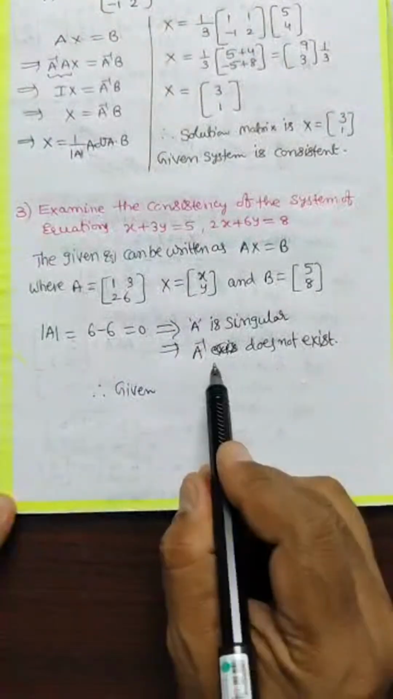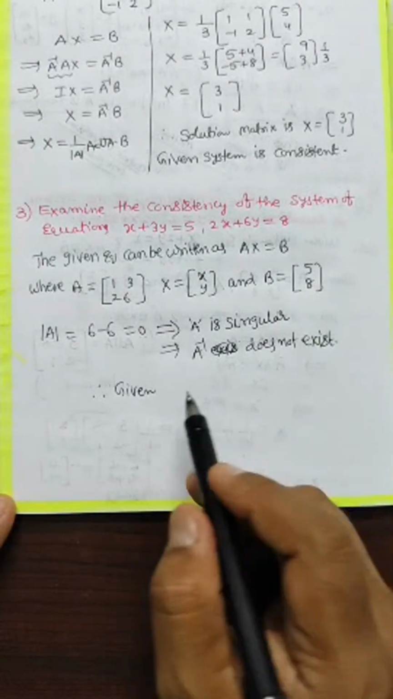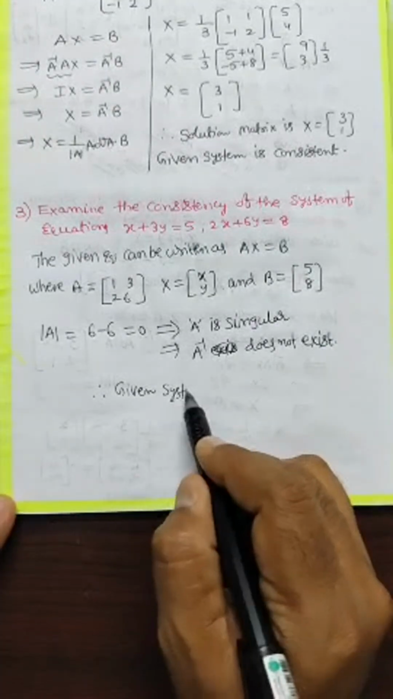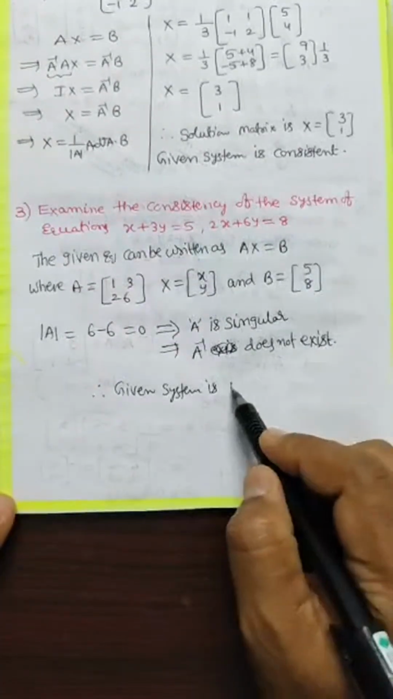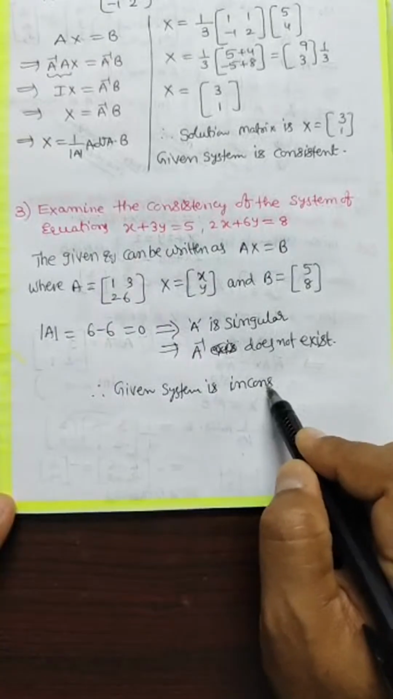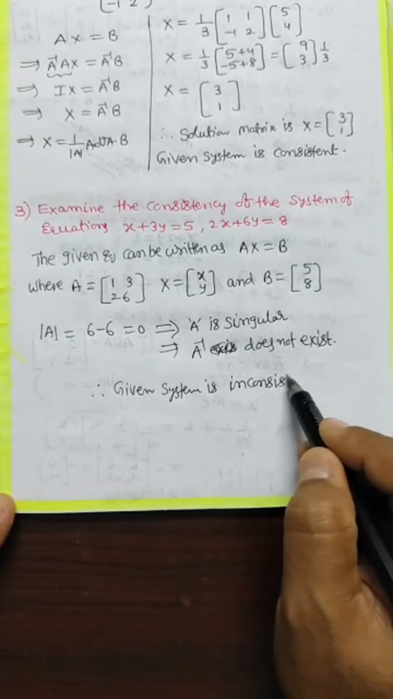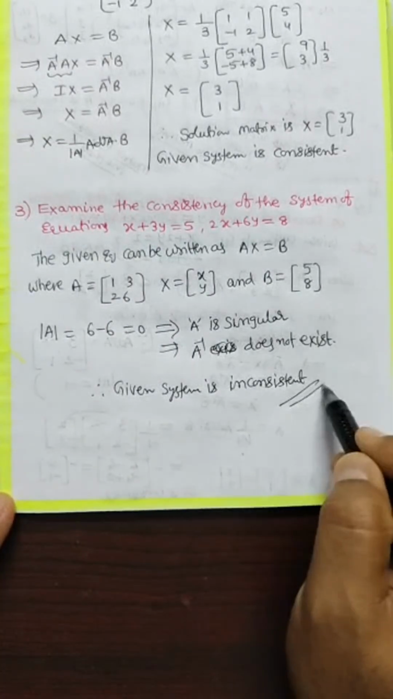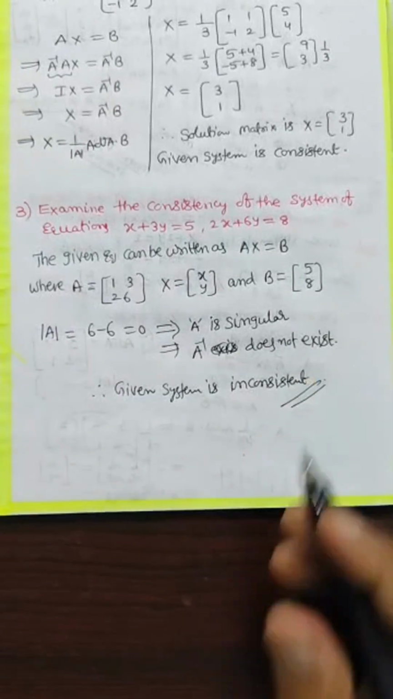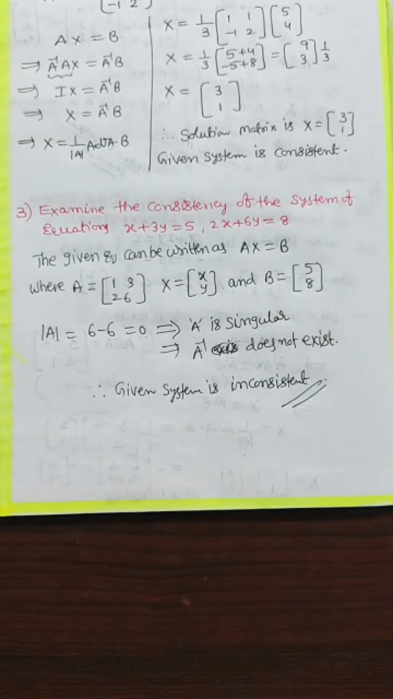Therefore, the given system is inconsistent. Okay, students, this is the way we decide inconsistent.